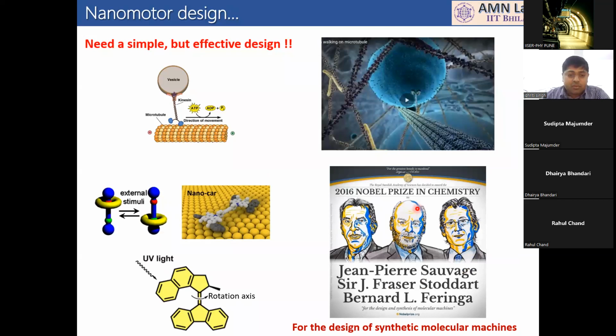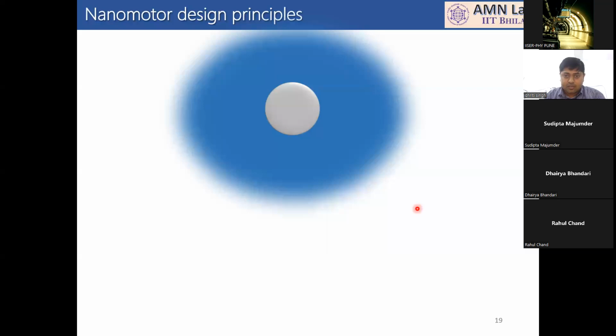So this was more like chemistry or biology so far, in terms of the efforts that were made for the design of the motors. For physicists, what could be a simple design? Suppose we have a colloid, a plain spherical colloid, and you put it in the liquid medium. When there is a uniform chemical around the colloid, it will remain static, or it will just do its Brownian motion.